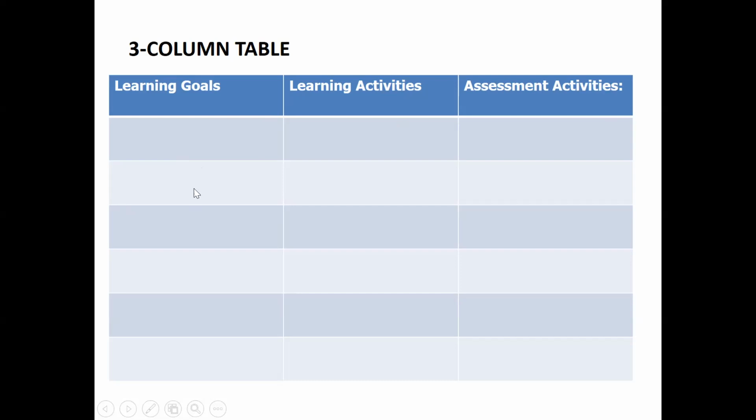Then you go to the second one, the application. What are the application goals? For example, my students should be able to design a survey, and should be able to write questionnaires or item questions for the survey. So what are the activities?